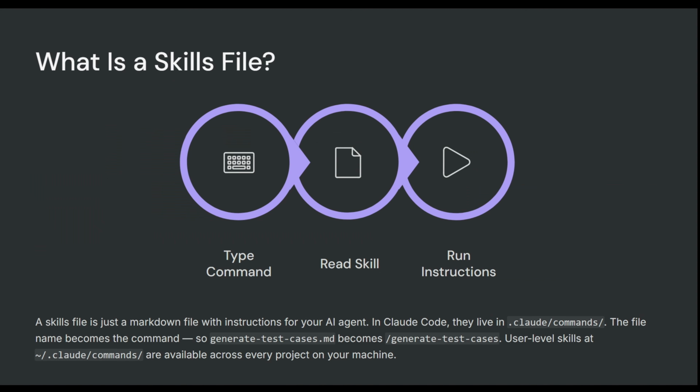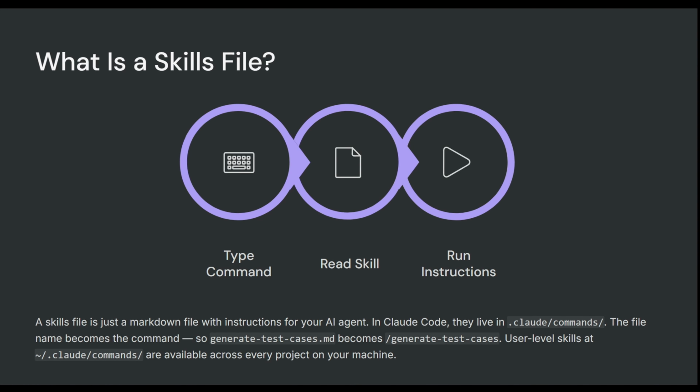Let's do this. Okay, so a skills file is really just a text file. That's it. It's a markdown file. Markdown is basically plain text with some simple formatting, and it contains instructions for your AI agent. So instead of typing, hey, write me test cases for this feature, make sure to cover edge cases, use consistent format, and include both positive and negative scenarios, every single time you prompt, you can write that once in a file, save it, and just run a command.